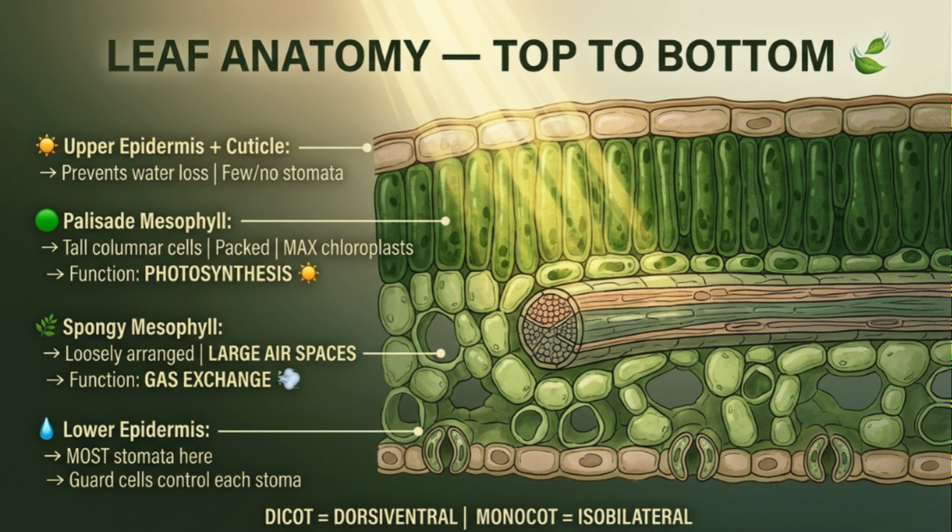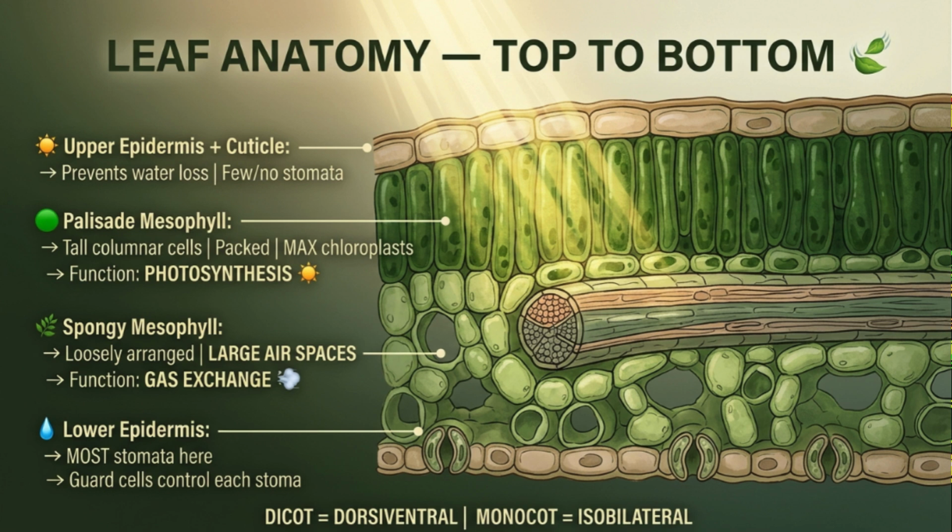Below that, palisade mesophyll. These are the star performers, long cylindrical cells packed tightly together, standing upright like soldiers in a row. They are absolutely loaded with chloroplasts, far more than any other leaf cell. This is your primary photosynthesis zone. The tight packing maximizes the number of cells exposed to incoming sunlight.